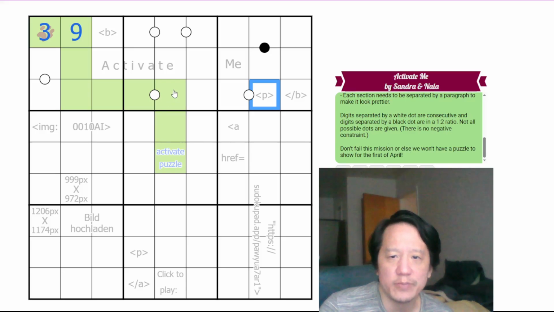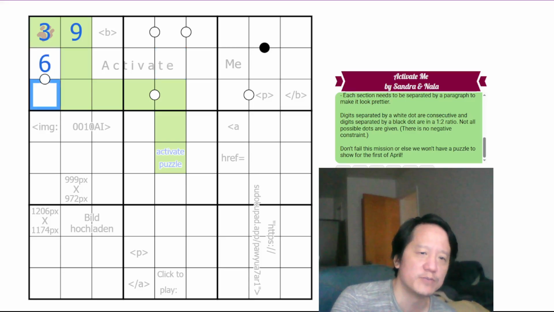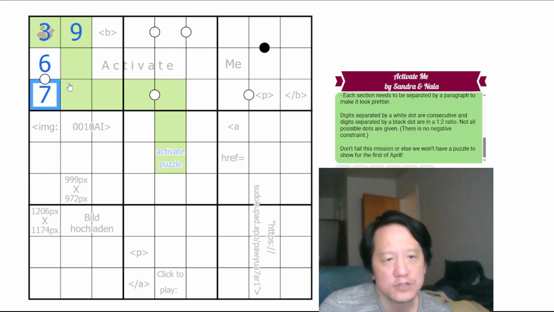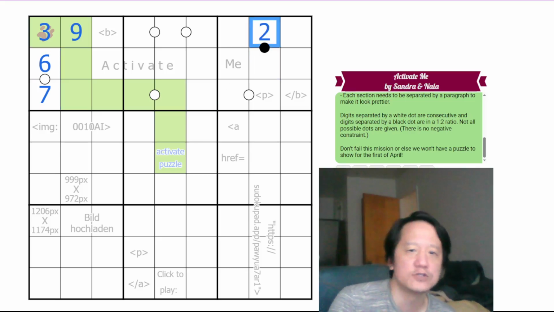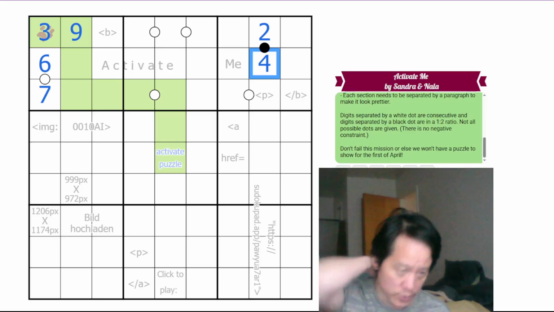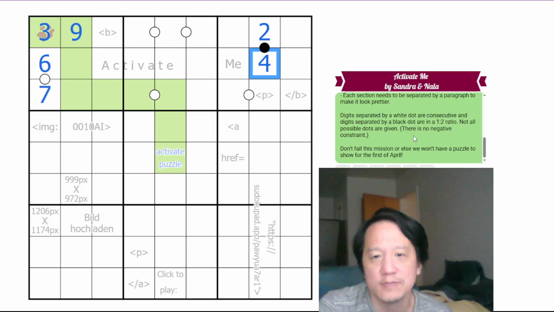Digits separated by a white dot are consecutive, and digits separated by a black dot are in a 1:2 ratio, and not all possible dots are given. There is no negative constraint. So as an example, if this were 6 here, this would have to be 5 or 7 to make sure that these digits are consecutive because there's a white dot between them. And for the black dot, if we had a 2 here, this would have to be 1 or 4 to maintain the 1:2 ratio between them because there's a black dot between them.